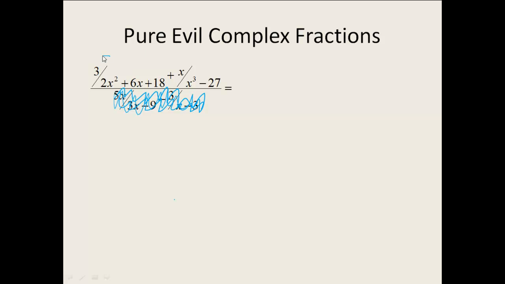What you have to realize is you have 2 separate fractions again. We have a fraction right there, and a fraction right there, and all of that is within this bigger fraction. So the first thing we have to do is combine those two. We have to do the addition piece of this first. So I'm going to just focus on that part. We have 3 over 2x squared plus 6x plus 18 plus x over x cubed minus 27.